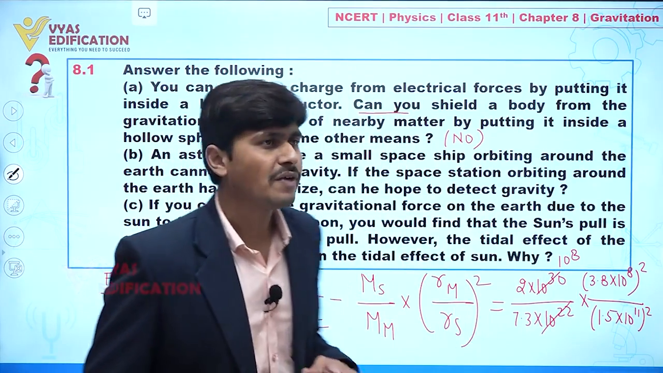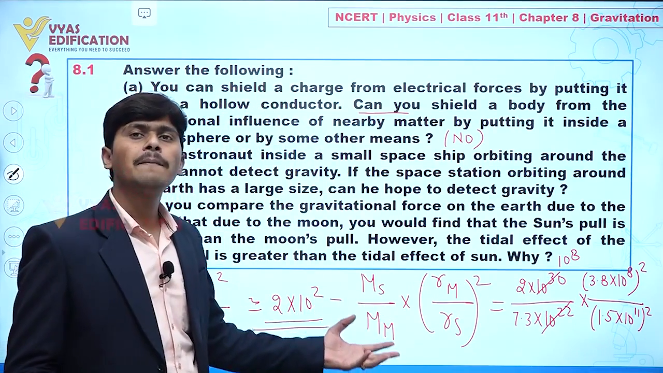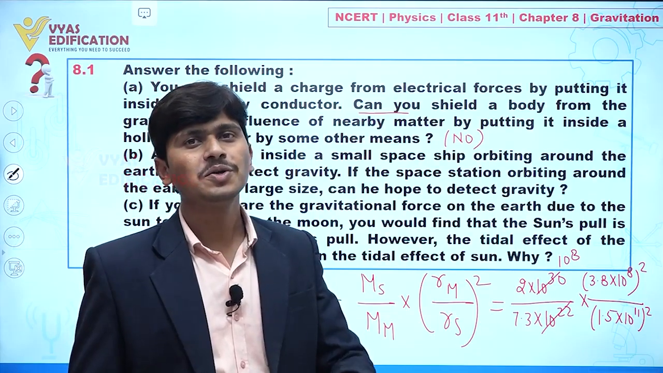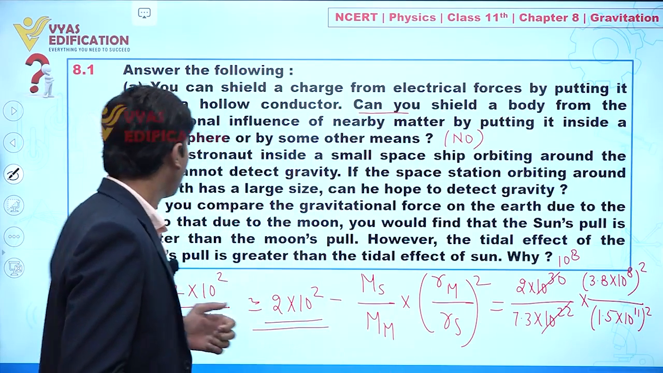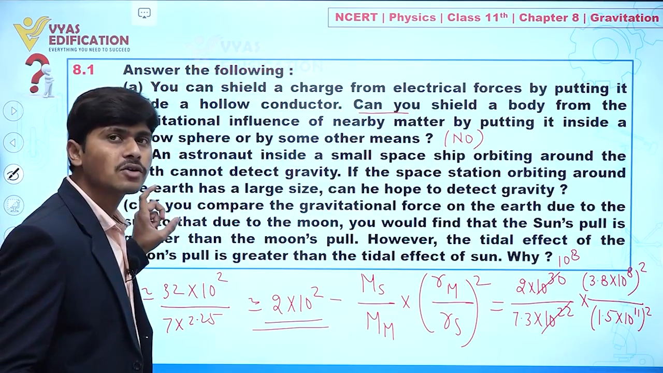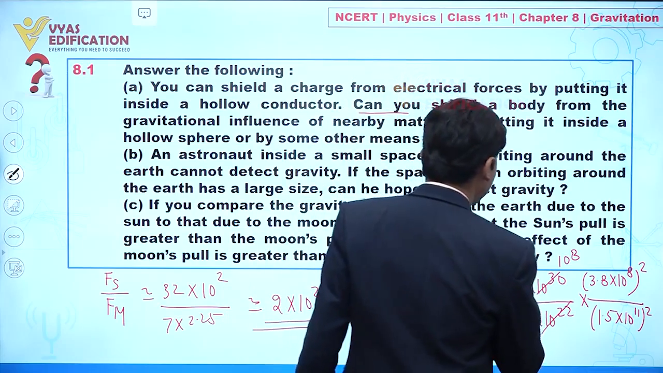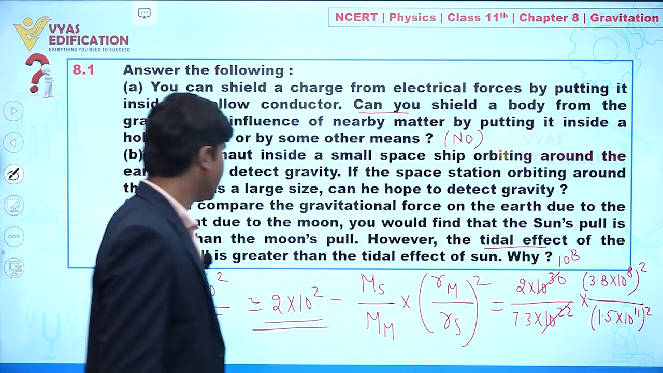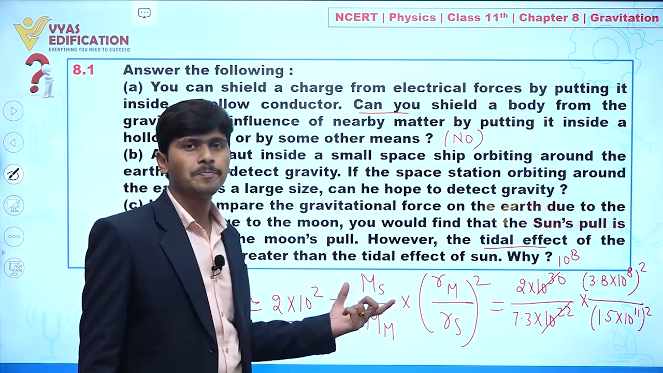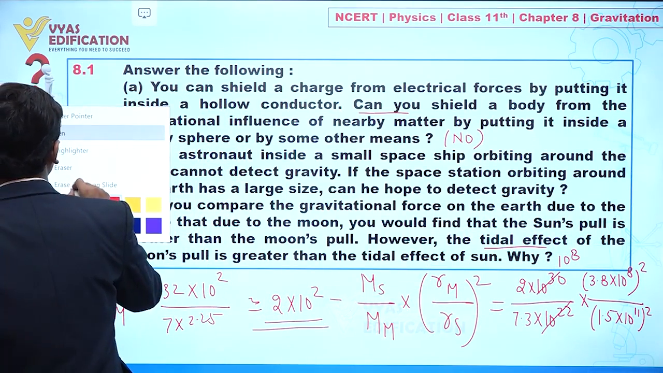Clear? So definitely we can say the gravitational pull due to the Sun is more compared to the gravitational pull due to the Moon. Clear? So this is all about the first part of question number C. Clear? Now it is also given here that the tidal effect of the Moon's pull is greater than the tidal effect of the Sun. Why? Clear? So now let us try to understand this statement.